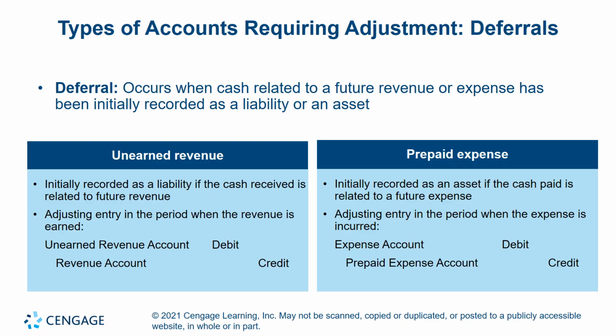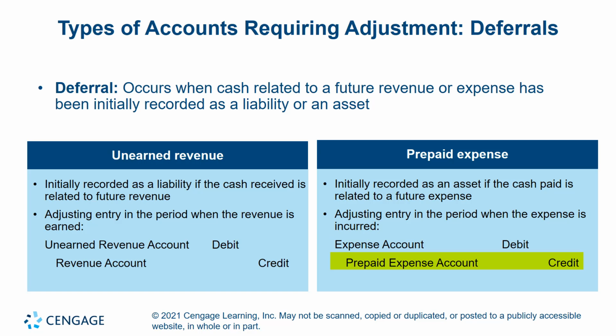How is the adjusting entry recorded? Debit to the expense account. Expense accounts increase on the debit side, and we want to show the expense balance is being incurred. Prepaid expense account is credited. It's an asset, and this asset is being used up.